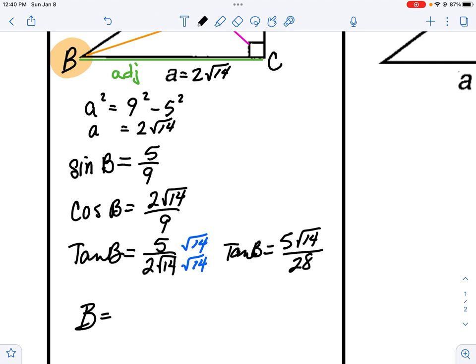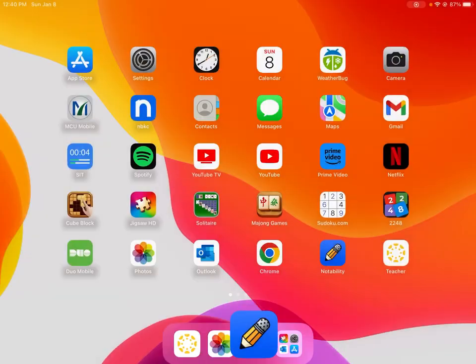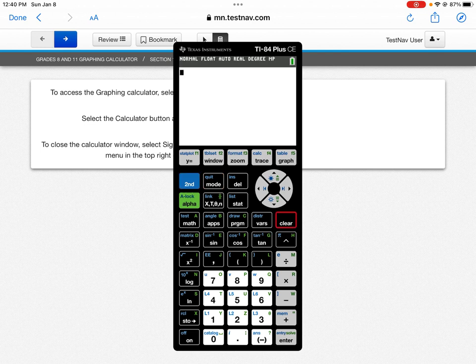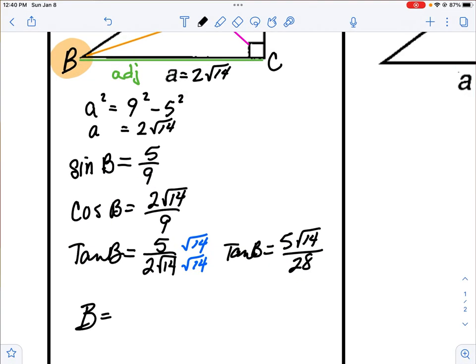Okay, so the value of B is second sine of 5 divided by 9. That gives 33.7.